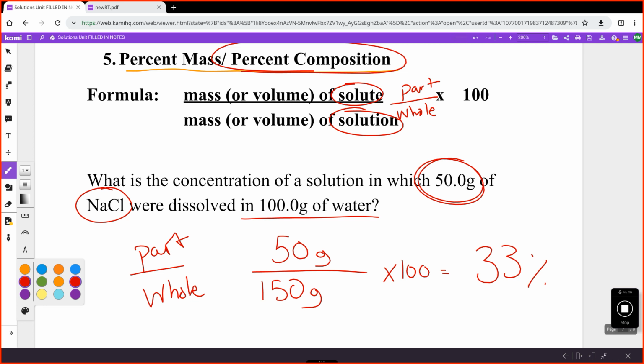So I really hope that cleared up any questions that you might have on concentration, how to calculate it, the 3 different ways the Regents really hones in on. And I hope you stay tuned for the next one. We're going to talk about colligative properties, meaning what happens to a solution when we add salt.